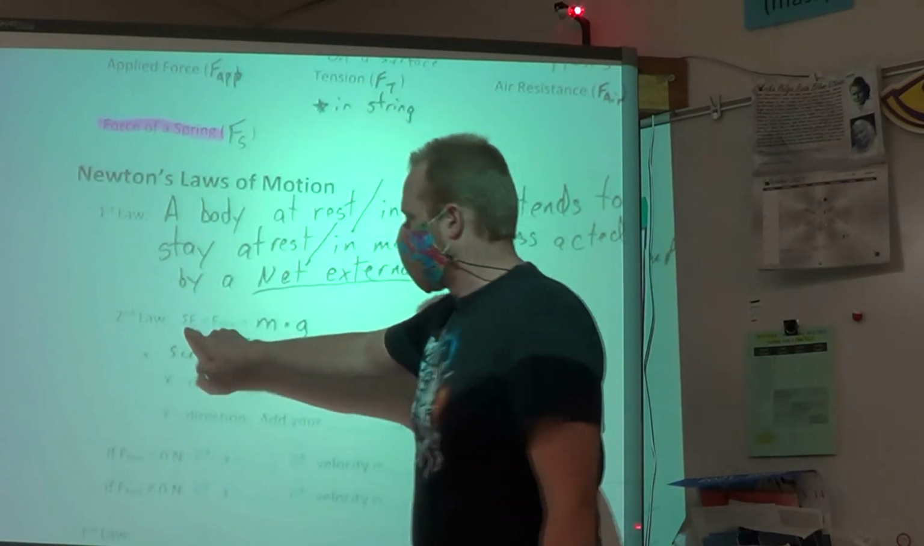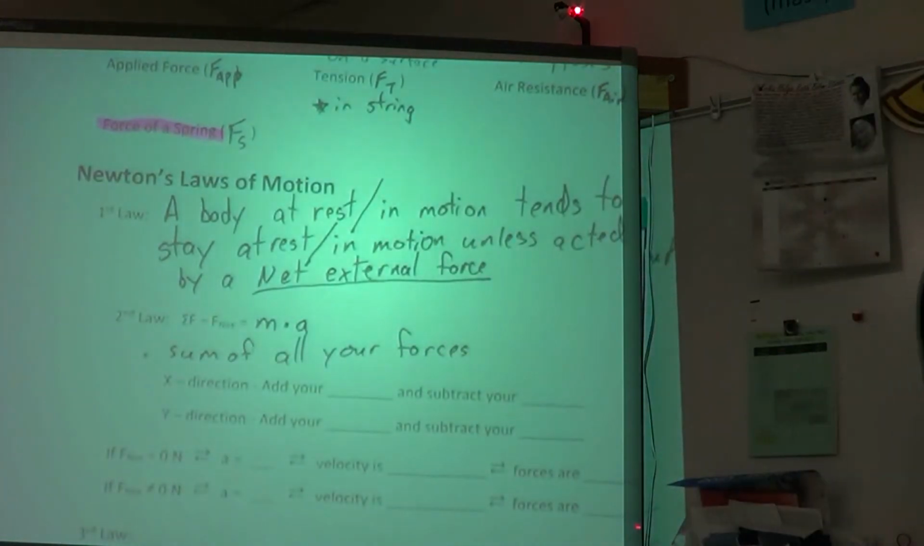So that right there is sigma, a Greek letter in the alphabet, used in math to represent summation, or the sum, like an equation or formula. So sigma F means the sum of all my forces, is what sigma F means, the sum of all my forces.